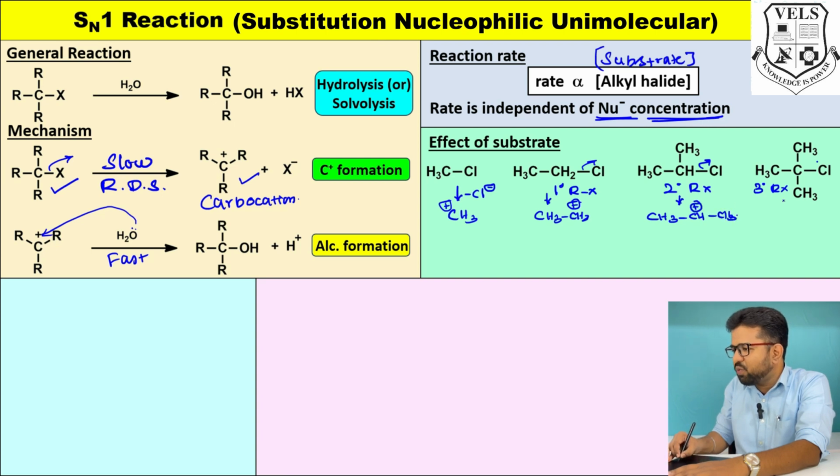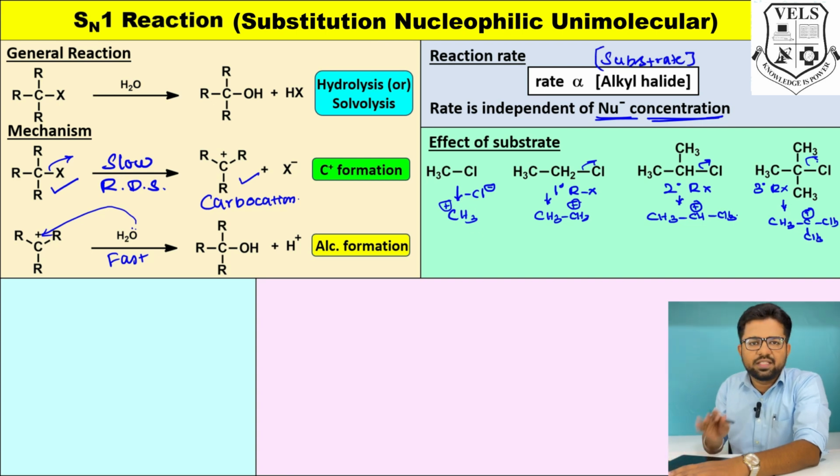and in the last case, once the Cl minus is leaving in the first step, it leads to the formation of tertiary butyl cation. Okay, so this methyl cation is generally called methyl cation, and this ethyl cation is an example of primary carbocation, and this isopropyl cation is an example of secondary carbocation, and this tertiary butyl cation is an example of tertiary cation.